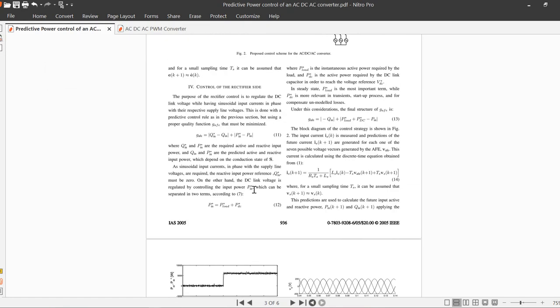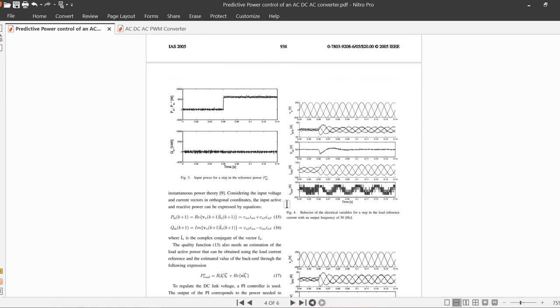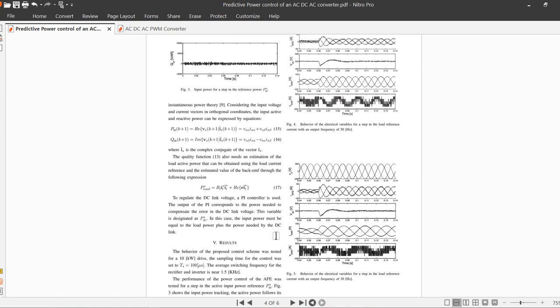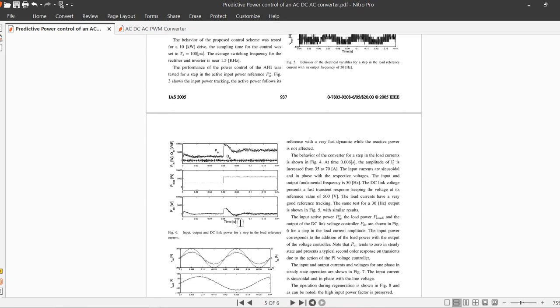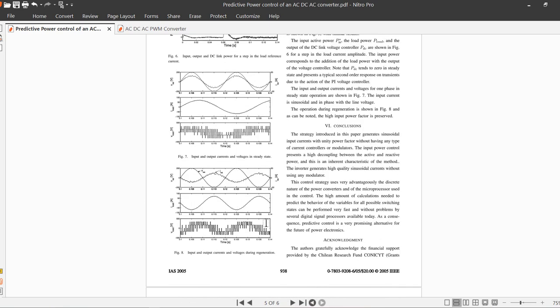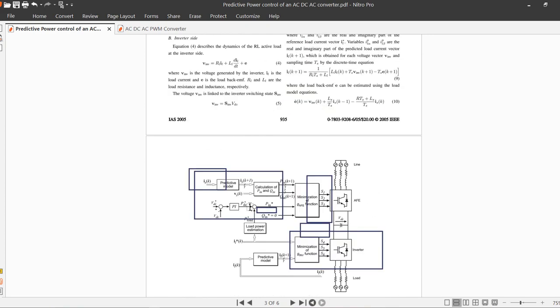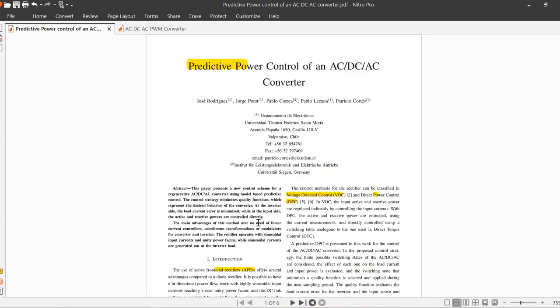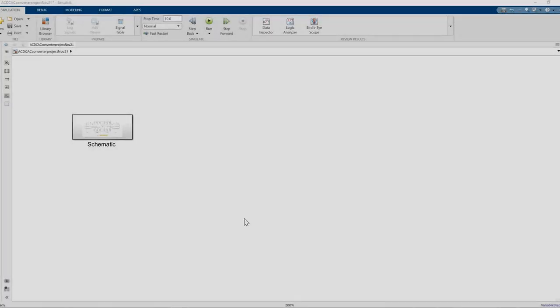Okay, so here are also the experiment designs, the experimental results of the converter, and then we have the conclusion. So you guys can download the two papers, and then you can go into detail on these papers. And now our job is to create it in Matlab Simulink. So okay, you guys, we start on the Matlab Simulink environment.